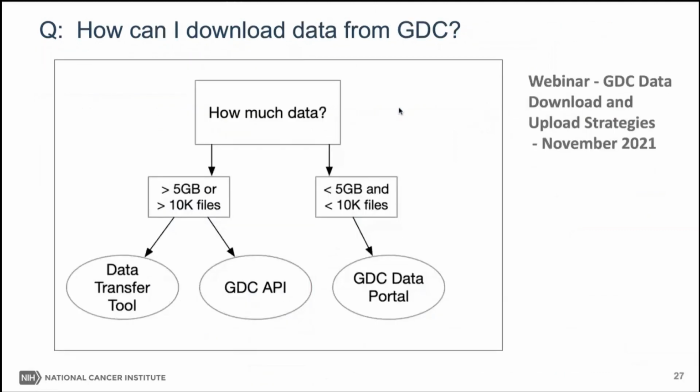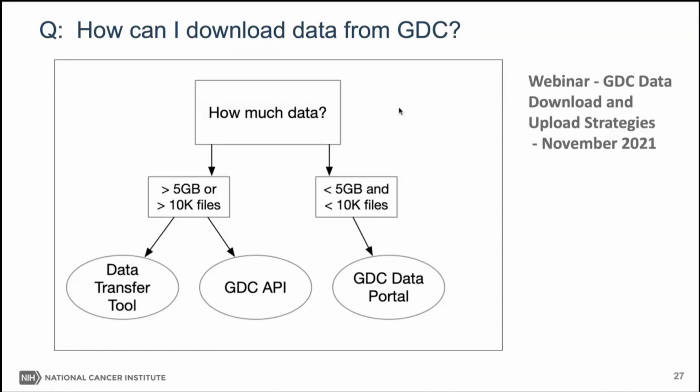So, very basic question: how can I download data from GDC? We go into this very much in depth in the GDC Data Download and Upload Strategies webinar for November 2021, and that's where I took this diagram from. But in general, there are three options: the data portal, the data transfer tool, and the GDC API.